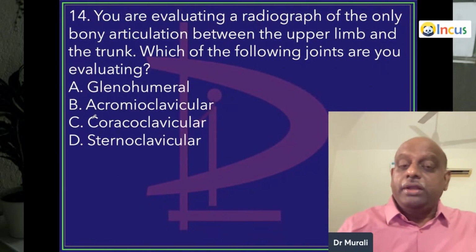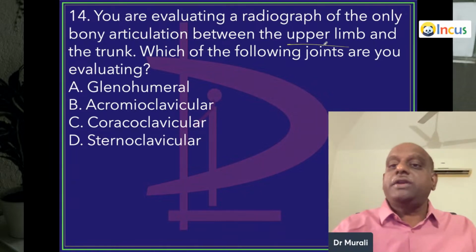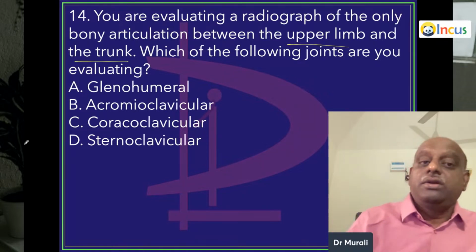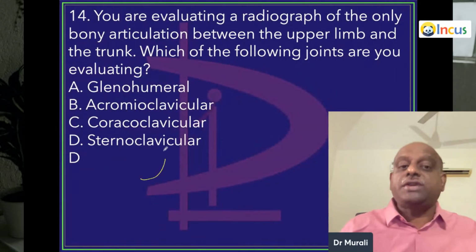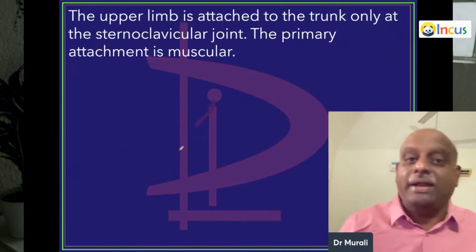Now, there is a radiograph, articulation between upper limb and the trunk. So what is the joint which is the most important joint to do that? It is the sternoclavicular joint.